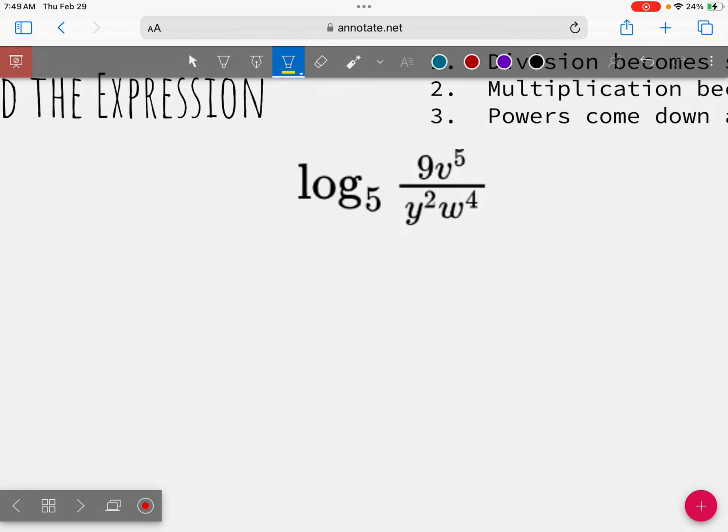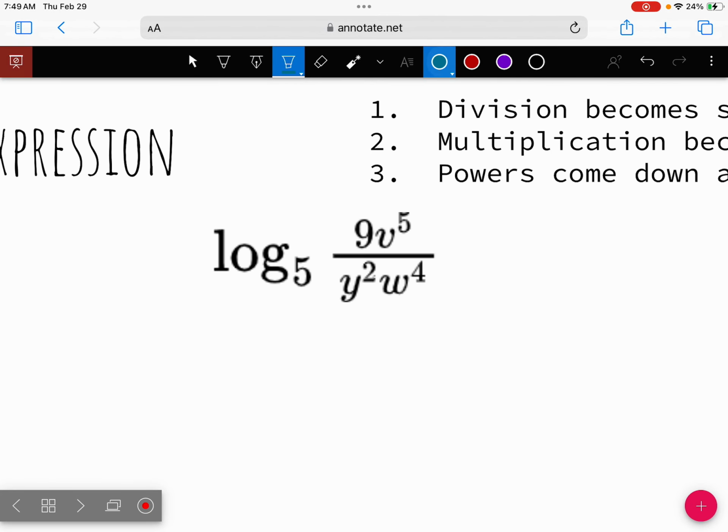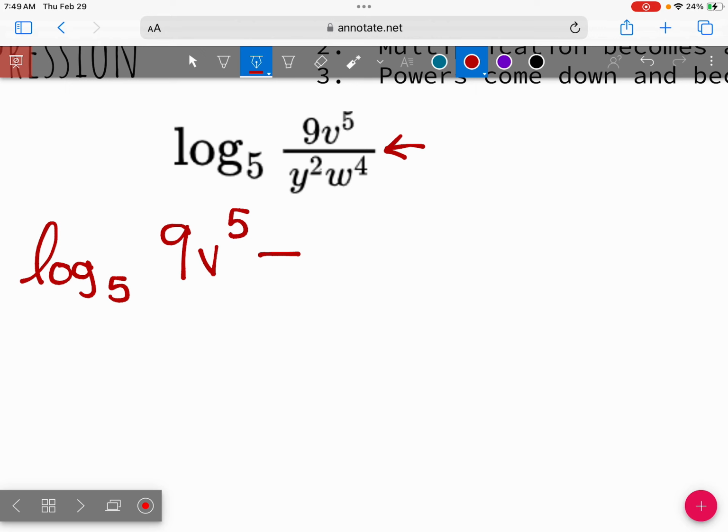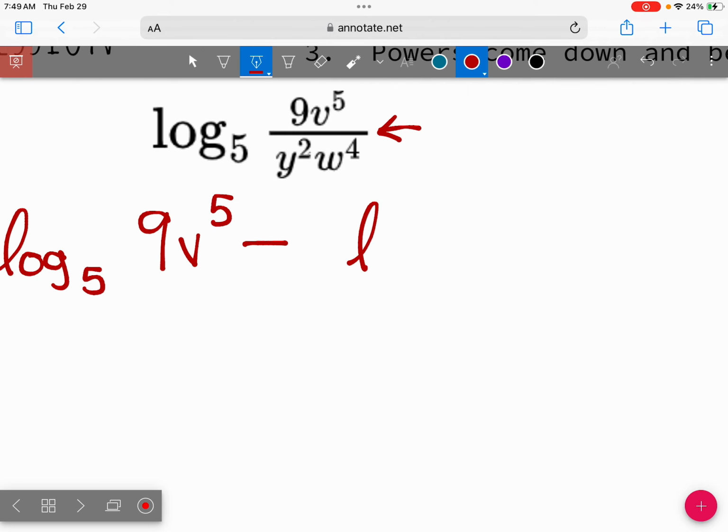All right, now I'm going to zoom it back out. So our first step, division becomes subtraction. So where we have this fraction is going to become subtraction. So we're going to have log base 5 of 9v to the 5th minus log base 5 of y squared w to the 4th.